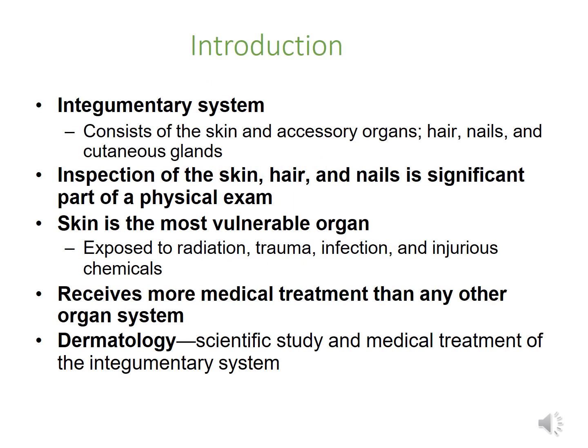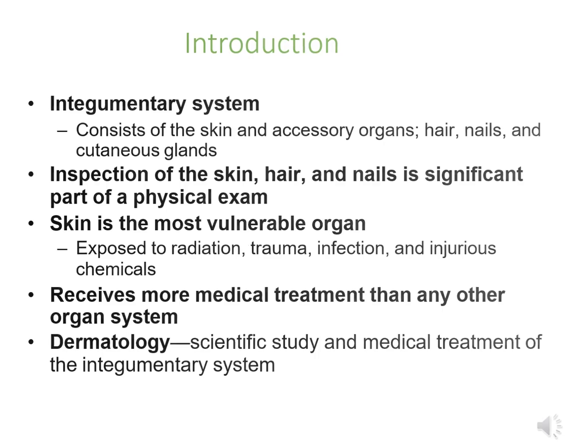Introduction. The integumentary system consists of the skin and accessory organs: hair, nails, and cutaneous glands. Inspection of the skin, hair, and nails is a significant part of a physical exam. Skin is the most vulnerable organ, exposed to radiation, trauma, infection, and injurious chemicals, and receives more medical treatment than any other organ system. Dermatology is the scientific study and medical treatment of the integumentary system.